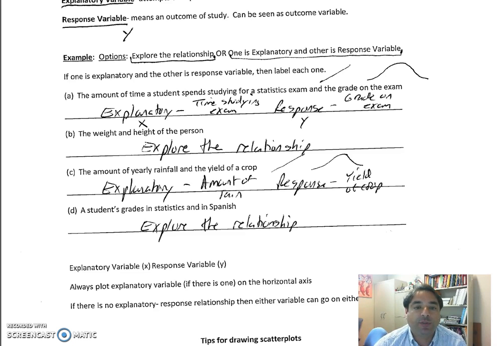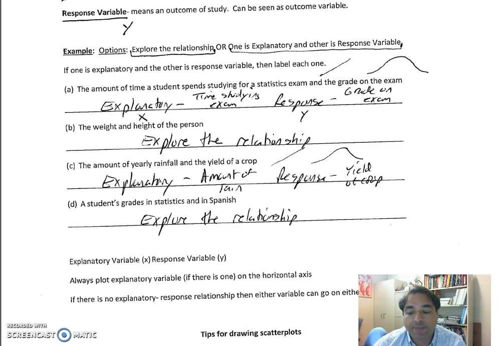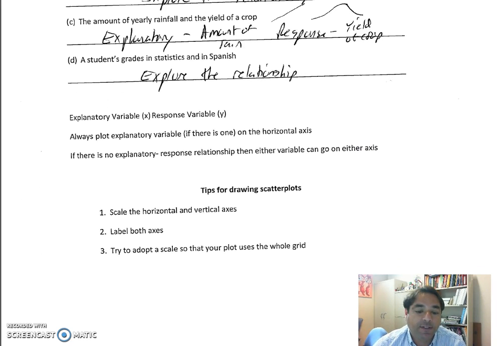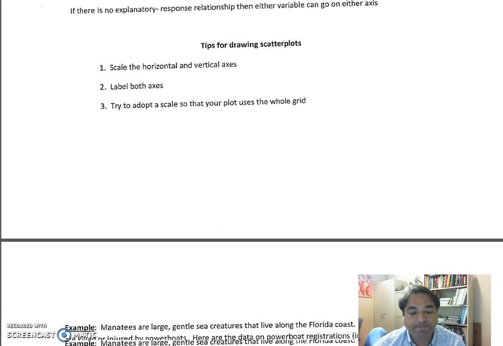Again, we're first going to determine our x and y. We're going to determine which one goes on the horizontal axis, the x, and the vertical axis, the y. And if there's no relationship, then it doesn't matter which one goes where. We're going to try to use the entire graph. When we do this, we're going to label everything and have a good scale based on the data.